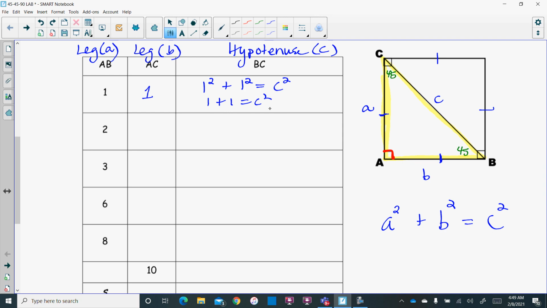So I probably should have made some more room. Apologize about that. Oops, I didn't mean to do that. I was trying to go here. So let's just move this over a little bit. So I'm going to come over here.